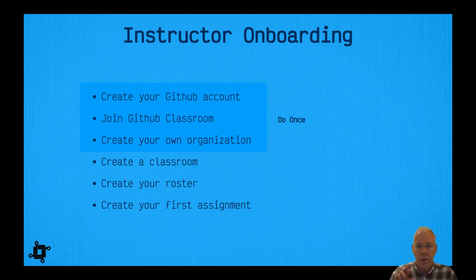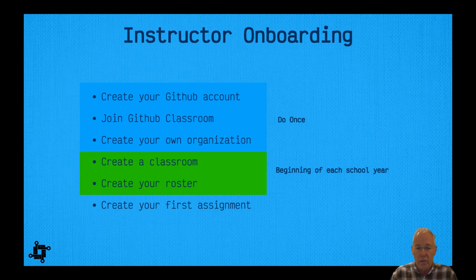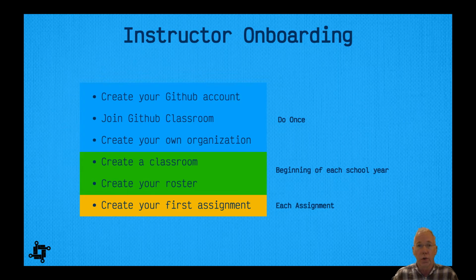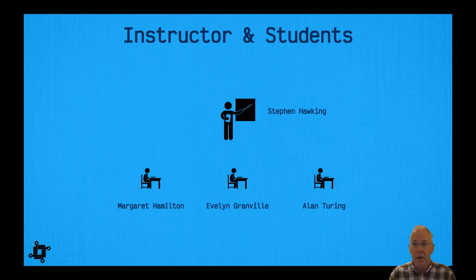The other thing is the first 3 steps that you see here are basically something you only need to do once. Once you've done that, you're good to go school year after school year. You don't have to repeat the process. Now, the next set, creating a classroom and a roster, you're going to want to do at the start of every school year, or maybe every semester, depending on how your school breaks up your classes. And then the third item is creating your first assignment, and that you will do throughout the school year as you do your assignments.